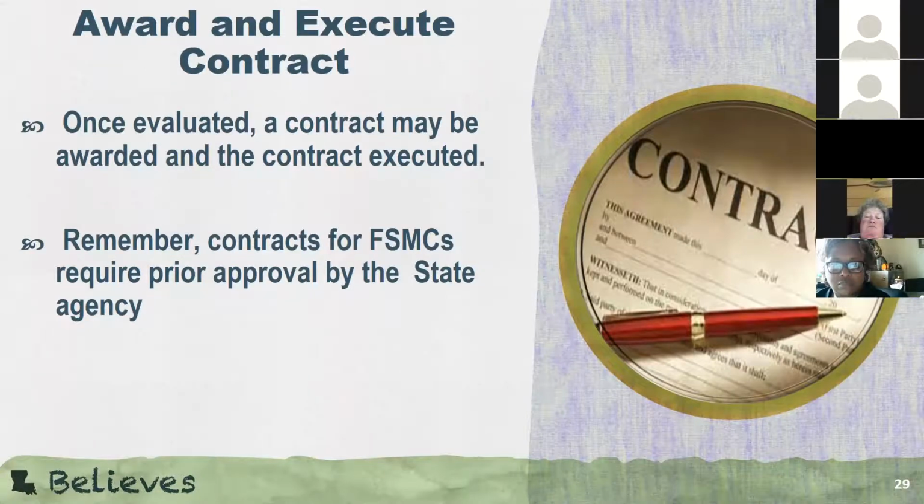Once evaluated, a contract may be awarded and the contract executed. This could be an official signing with a contract meeting that includes providing clarification and expectations to the prospective vendor, as well as to answer vendor questions. Always remember, if your contracts are for an FSMC, they all require prior approval by the state agency before executing the contract.